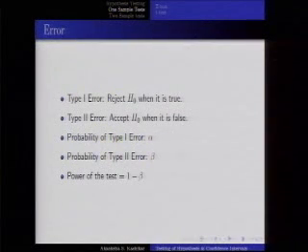So what are those errors? There are two types of errors involved. The first type of error is rejecting H0 when it is actually true, meaning wrongly rejecting H0. The second type of error is accepting H0 when it is actually false, so it is wrongly accepting H0. They are also known as producer's risk and consumer's risk because of their interpretation.